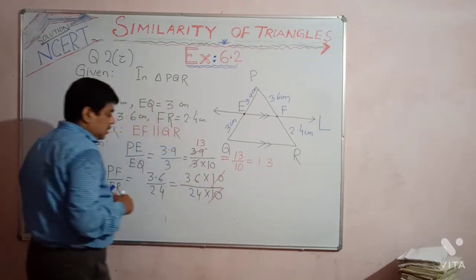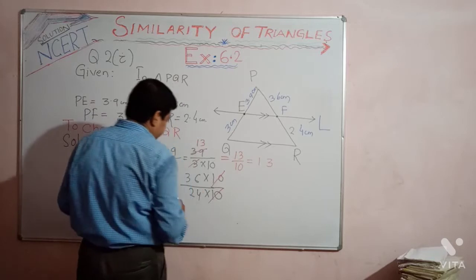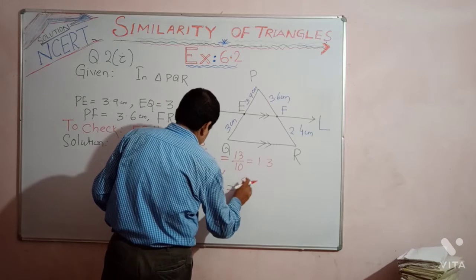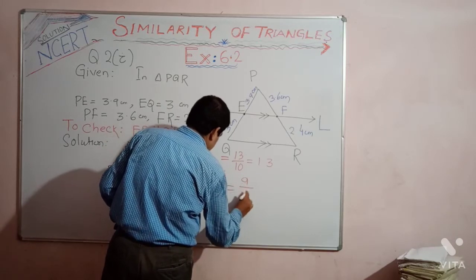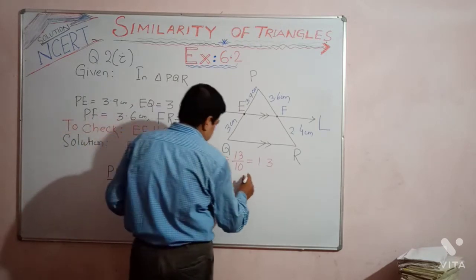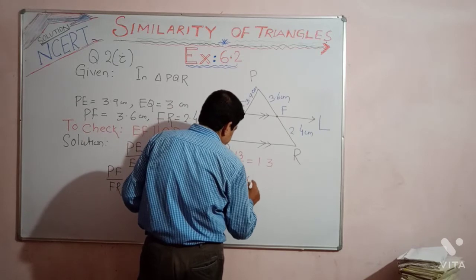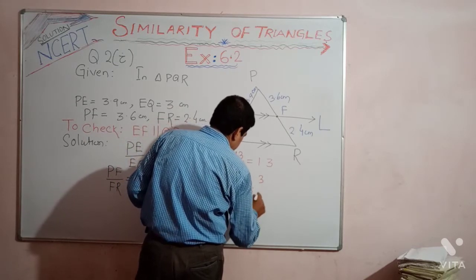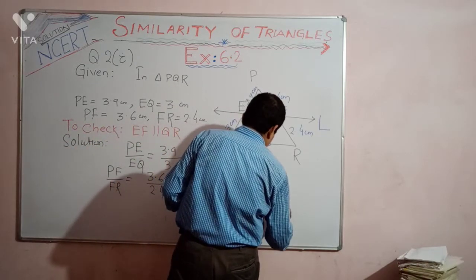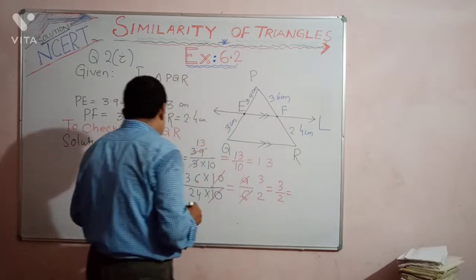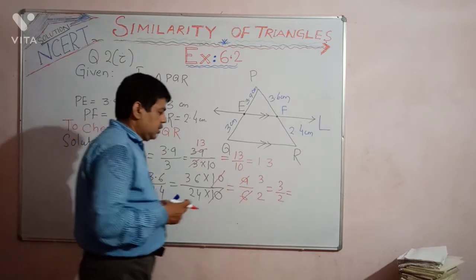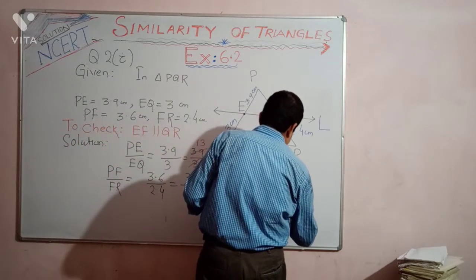Now 0 0 cancel here, 10 10 cancel, and here you can cancel: 4 9s are 36, 4 6s are 24. Then 3 3s are 9 and 3 2s are 6. So here 3 upon 2 and 3 upon 2 is equal to, what is the value? Yes, 3 by 2 means 1.5.